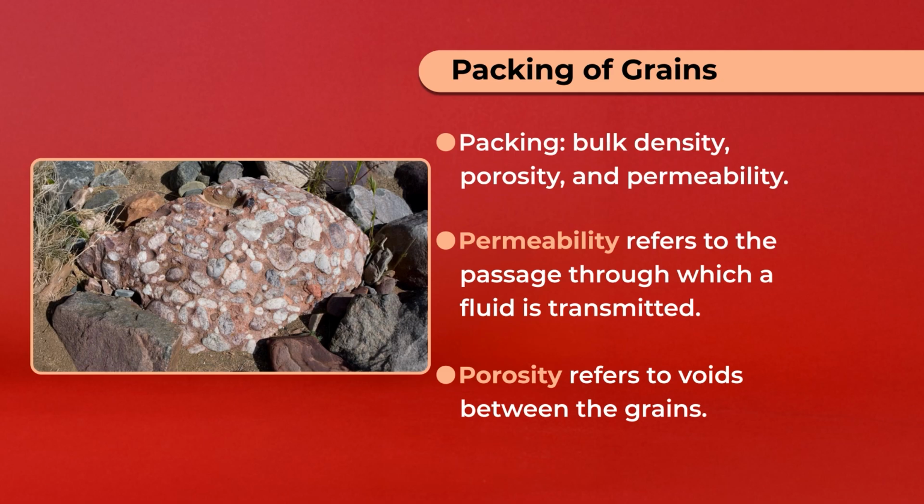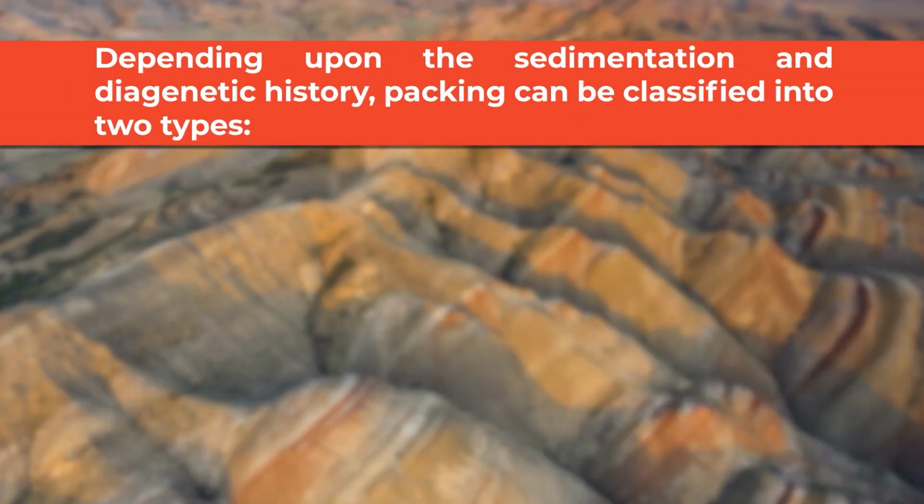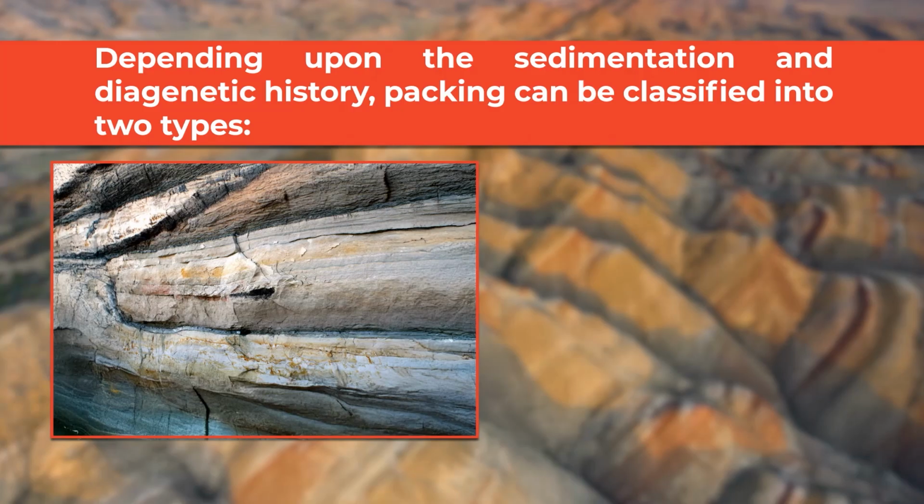Permeability refers to the passage through which a fluid is transmitted. On the other hand, porosity refers to void between the grains. Depending upon the sedimentation and diagenetic history, packing can be classified into two types. You must remember that diagenesis reduces the porosity and also permeability because of development of new minerals in a particular sort of environment.